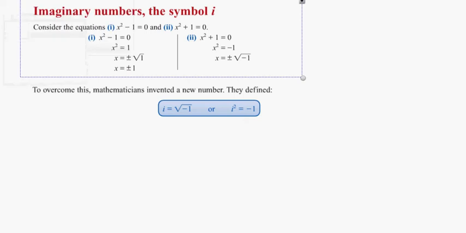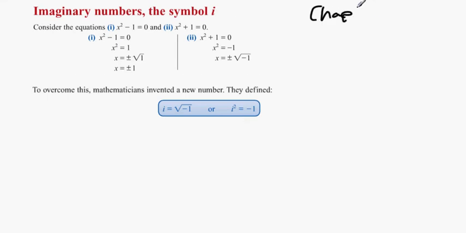Okay, so this is the section on complex numbers. This is chapter 2 on complex numbers. Now the first thing that we've got to realize is what is a complex number, or more appropriately, what is an imaginary number. An imaginary number is just a system that was set up for a certain type of equation.